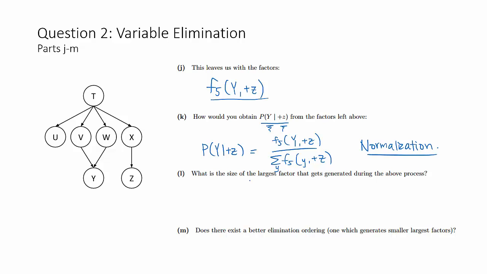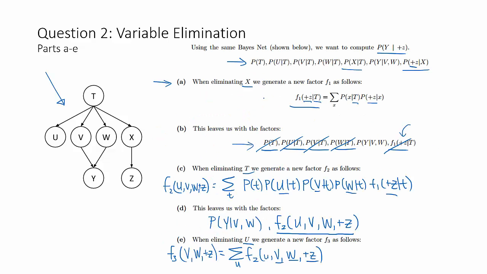For part L, we're asked to think about the size of the largest factor, assuming that the variables are all binary, meaning that they take on two values. Because the variables take on two values each, the size of the factor depends on the number of unobserved variables the factor contains. So let's go back to our factors that we generated and see which one has the most unobserved variables. When we first created f1, f1 contains one unobserved variable, which is t. So we have 1 here.